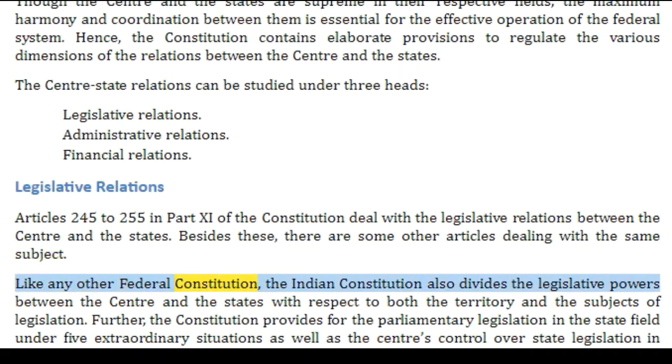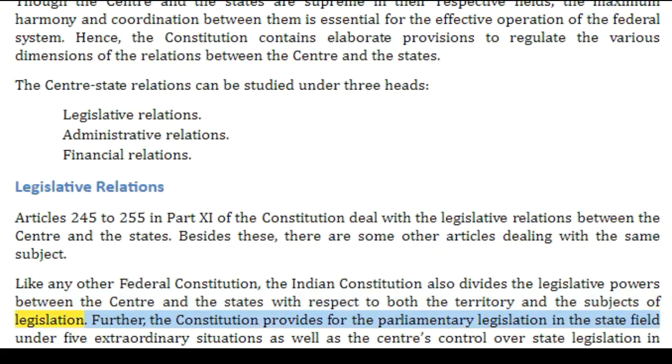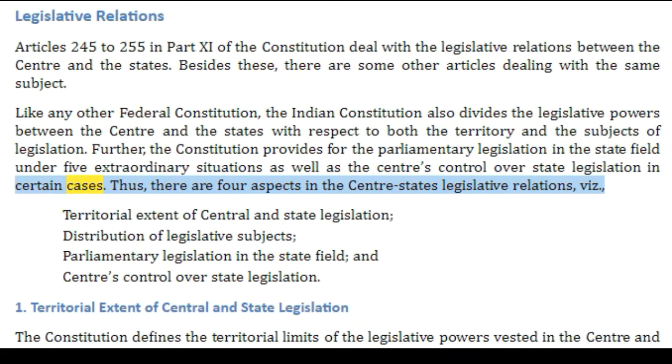Like any other federal constitution, the Indian Constitution also divides the legislative powers between the center and the states with respect to both the territory and the subjects of legislation. Further, the Constitution provides for the parliamentary legislation in the state field under five extraordinary situations, as well as the center's control over state legislation in certain cases.